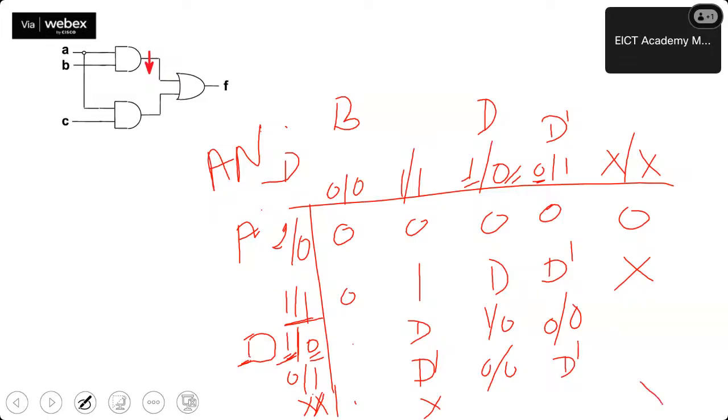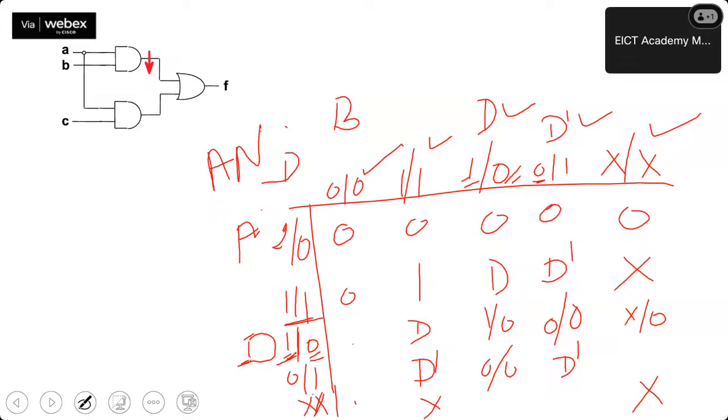X ANDed with X, I'm getting X. And D ANDed with X, so I will be getting 1 ANDed with X, X slash 0. We can denote it by X. So this is the simple logical operation for the 5 value system. 5 value means you have the values 0, 1, D, D dash, and this X.